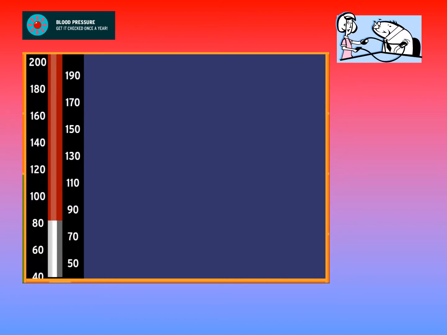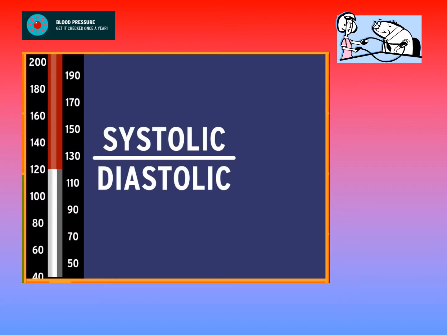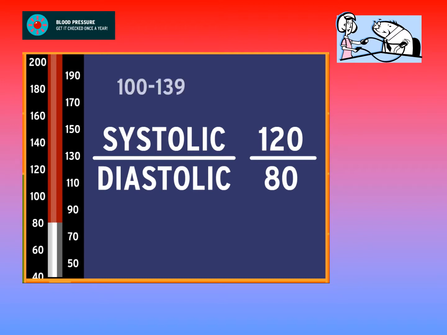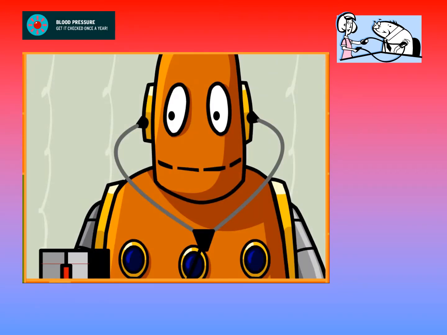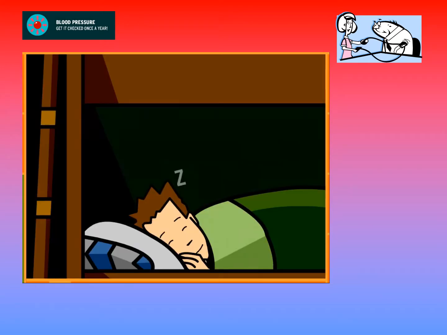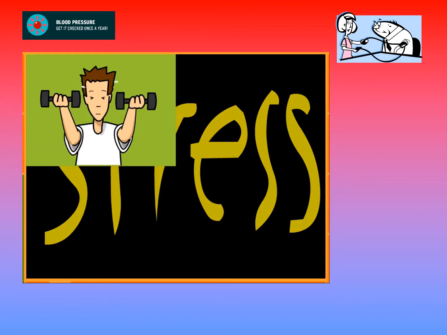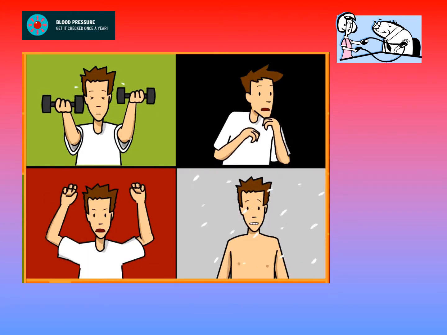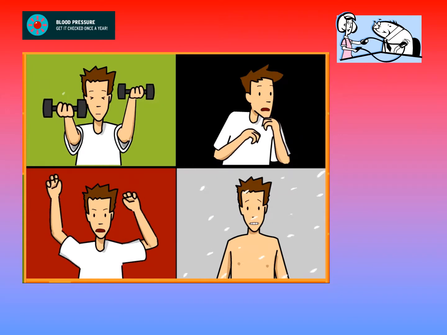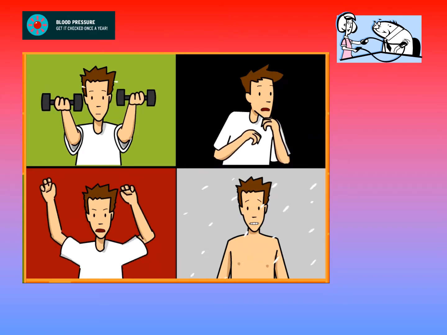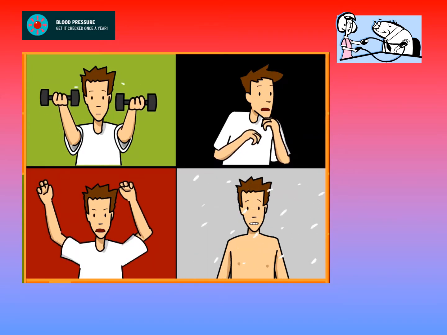Blood pressure is read as systolic over diastolic, like 120 over 80. Normal blood pressure levels are between 100 and 139 for systolic, and 80 and 89 for diastolic. Over the course of a day, your blood pressure rises and falls. It's usually lowest when you're resting. Types of stress like exercise, fear, excitement, or sudden cold will all raise your blood pressure temporarily. Anytime your heart has to work harder to pump blood faster, your blood pressure rises.